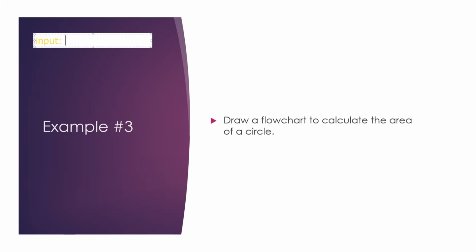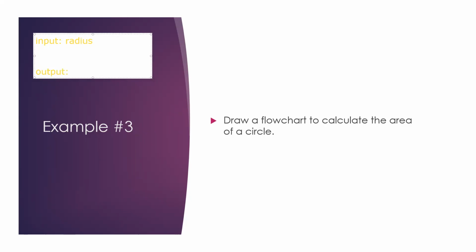Now, to find the area of a circle, what should we know? Radius. Yes, we need the radius. That's all. So what is the output? Area. Yes, the area of the circle. Now, given the radius, how do you find the area?